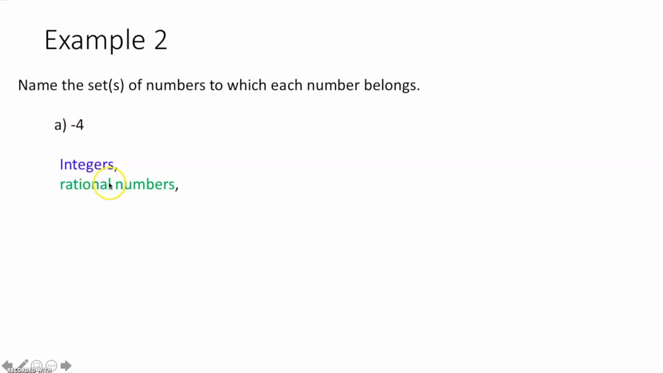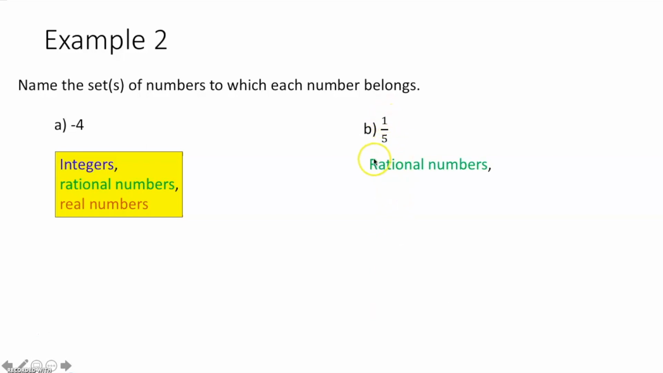We also know that since it's an integer and a rational number, those are included in the set of real numbers as well. Any number that we're going to talk about today is a real number, so that would fall under this category as well. 1/5, that is a fraction, that is a ratio. So right away we're thinking rational numbers. Okay, so that's going to be the first category. It can be written as a fraction. We know it's a rational number. And rational numbers are included in the set of real numbers because we said everything we're going to talk about today is a real number.